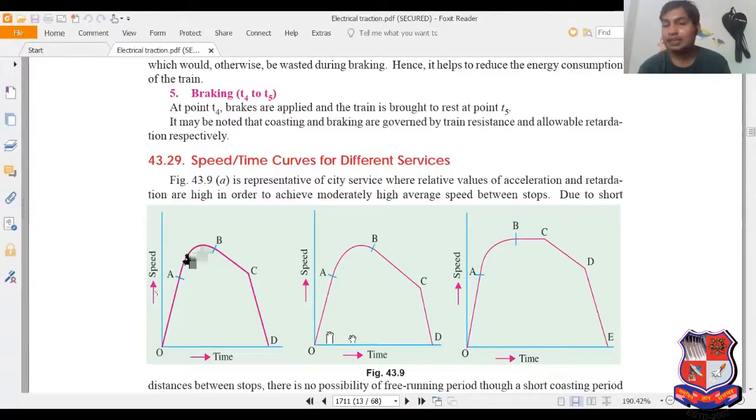That's why this kind of shape is attained. Then in the second case, the distance between two stations is a little bit more, and in the final case the distance between two stations is very, very high. So the shape comes like this.